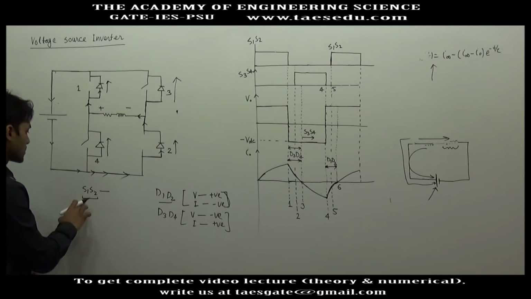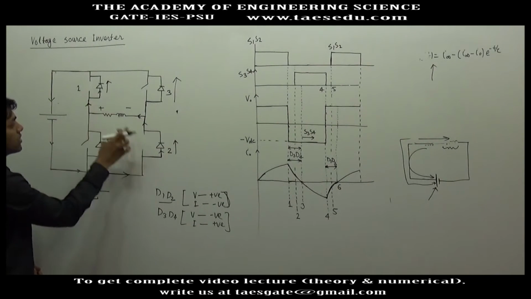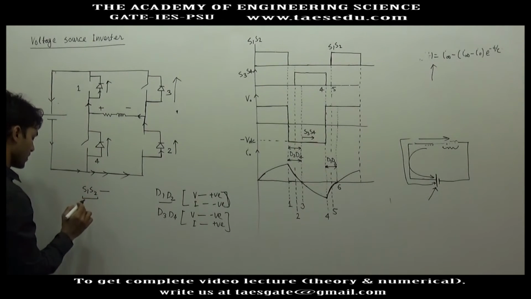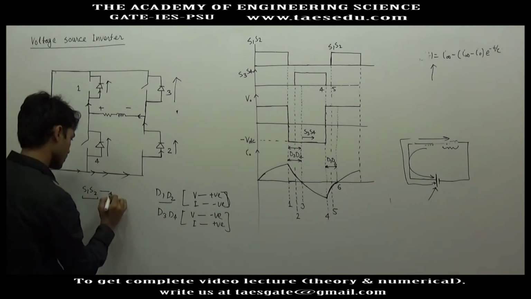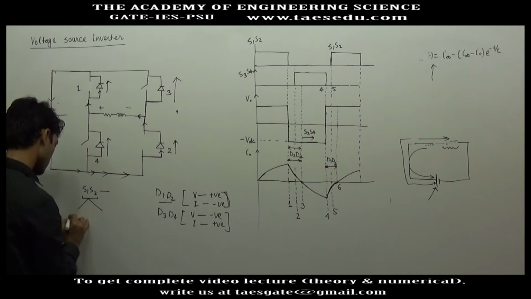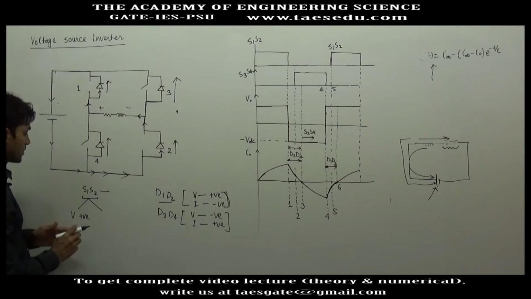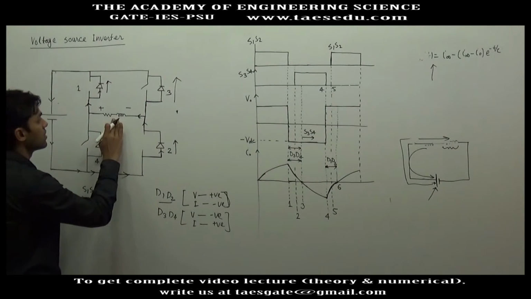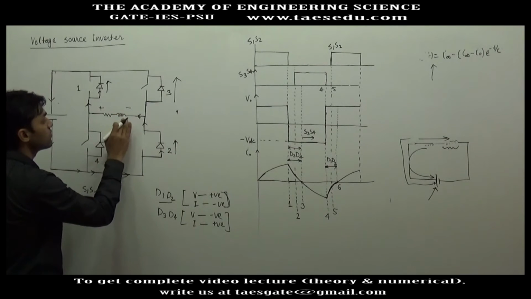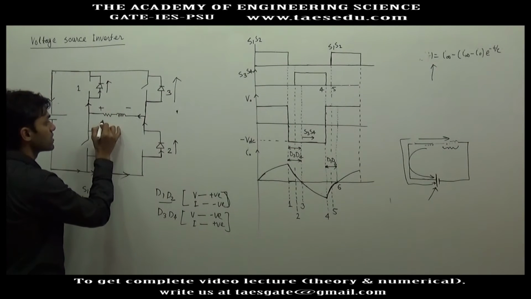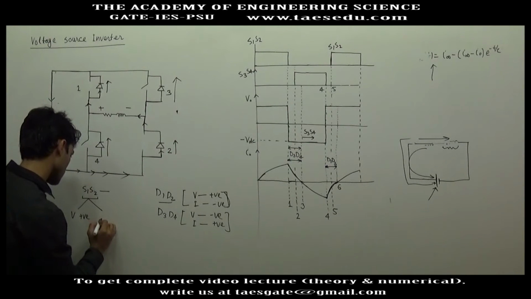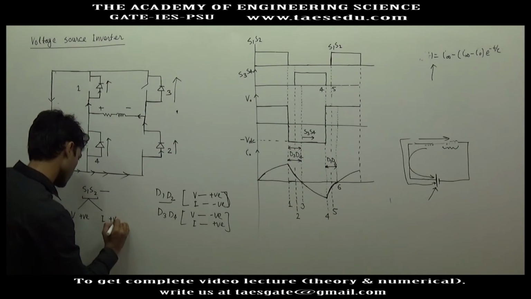So when switch S1 and S2 are conducting, the voltage is obviously positive. So for S1 S2, voltage is positive, and at the start of conduction of switch S1 and S2, initially current was 0. So if you give positive voltage, the current will start rising in positive direction. So for S1 S2, current will be positive.